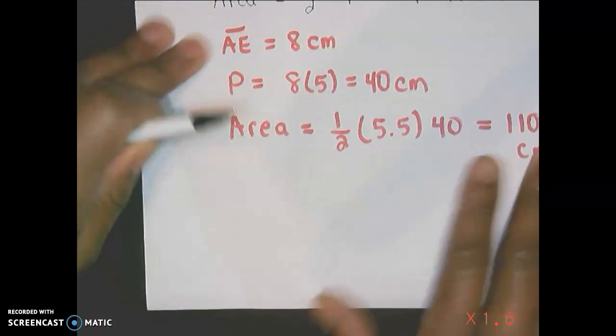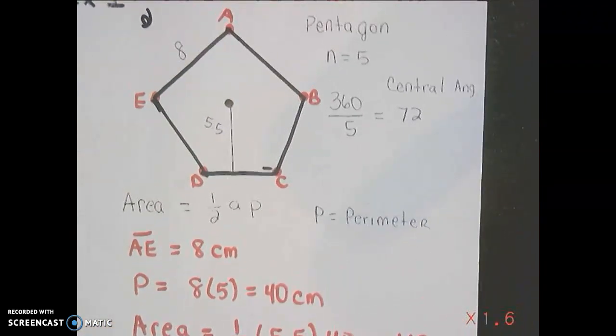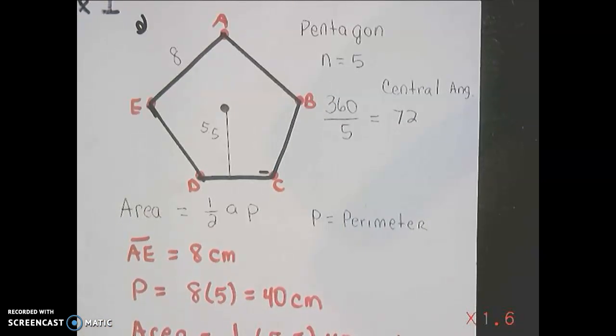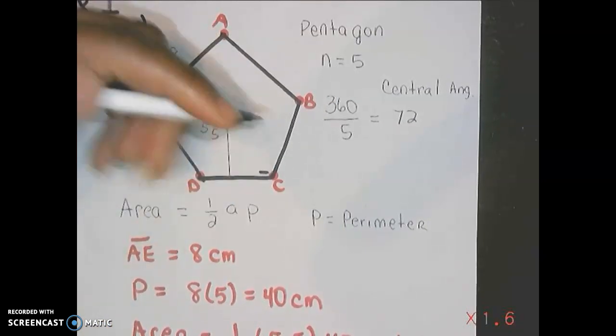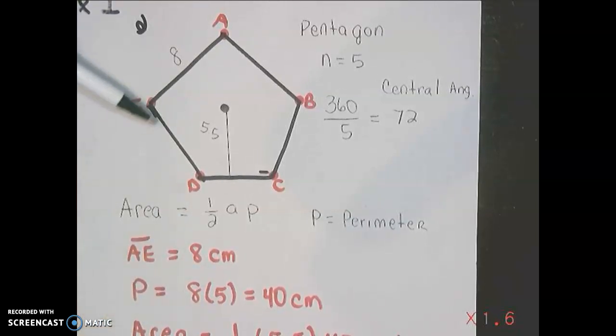In this particular case, I have a pentagon. So a pentagon is a five-sided shape. So I know my n is going to be equal to 5. And since it's a regular pentagon, if from A to E is going to be 8 centimeters, then that means from E to D is 8, D to C, and so forth. They're all going to be 8 centimeters.